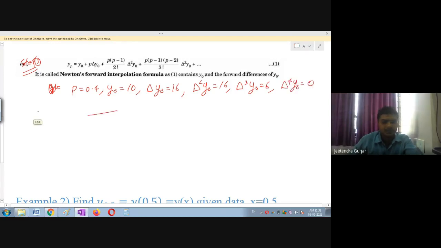Substitute the values here, students. Fast. Therefore, you can see y at 0.4 is equal to 10 plus 0.4 times delta y naught, which is 16. Yes, please tell me what is the answer.